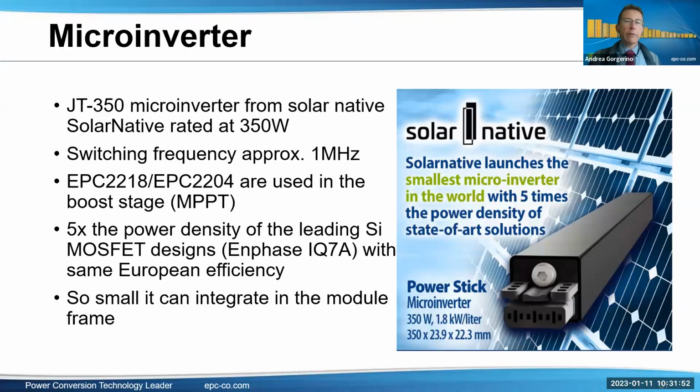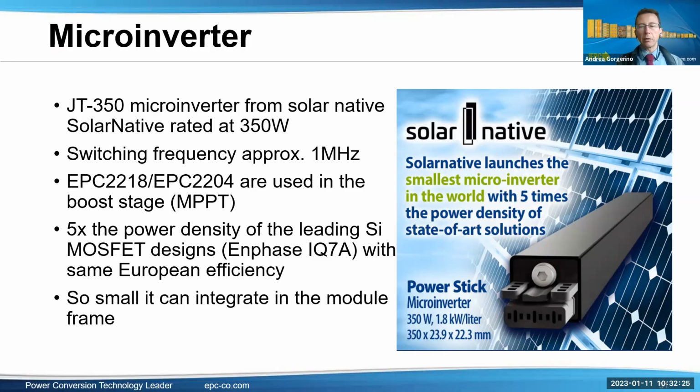The next example I have is the microinverter. This is a Solar Native JT350. It is rated at 350 watts. In this case, Solar Native utilized the 2218 and 2204 in the boost stage for the MPPT stage of the microinverter, switching at 1 megahertz. Overall, they were able to achieve 5 times the power density of the silicon MOSFET design. That would be the Enphase IQ7A, with the same European efficiency.